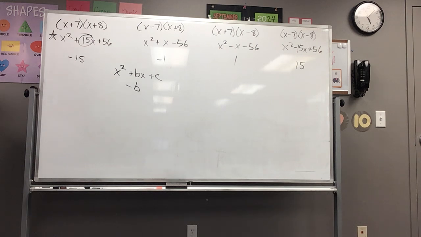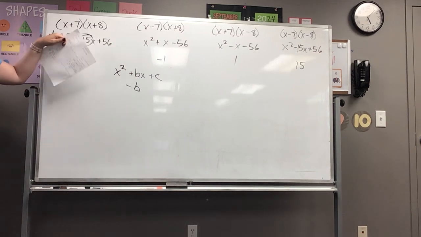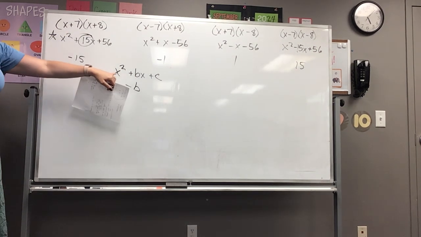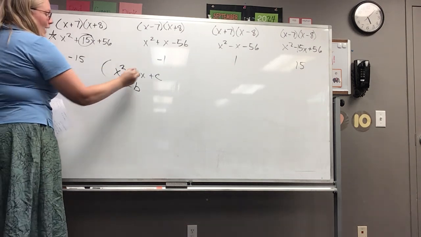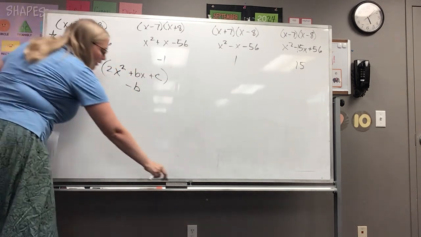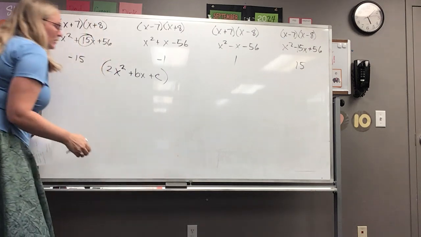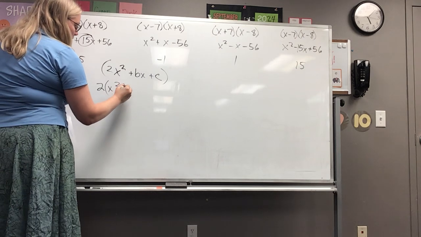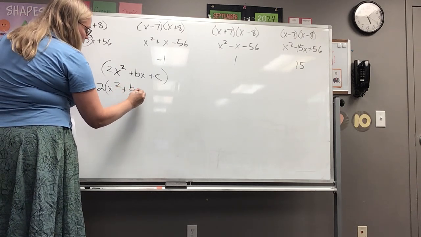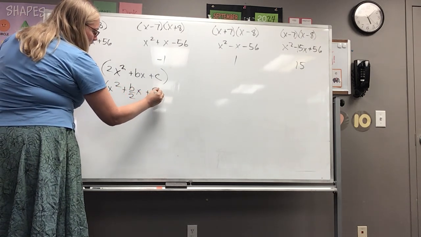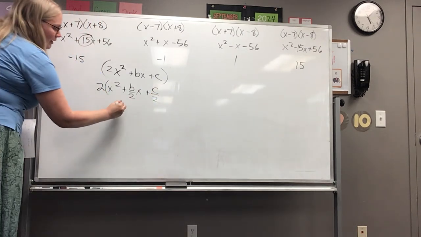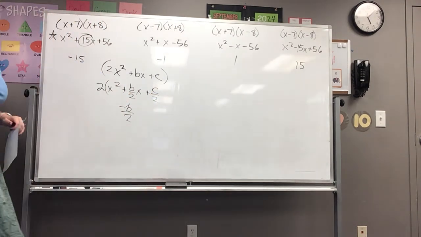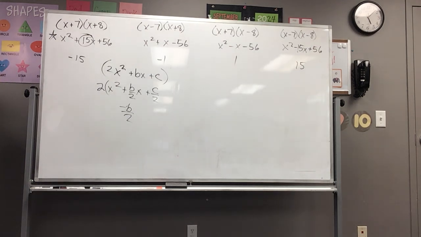Will that be the same if it's like 2x squared? No, because of the fact that it would multiply in. If it were 2x squared, you would actually be factoring out the 2 first. And you'd be working with, okay, I have x squared plus b over 2x plus c over 2. And it would actually be negative b over 2. And so you could work with it that way. Good question.